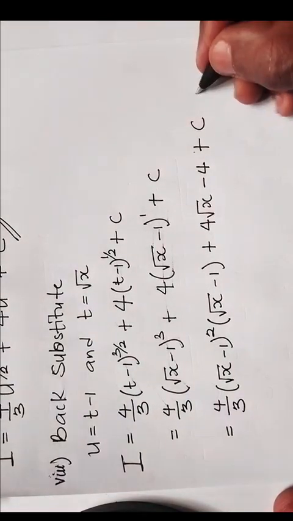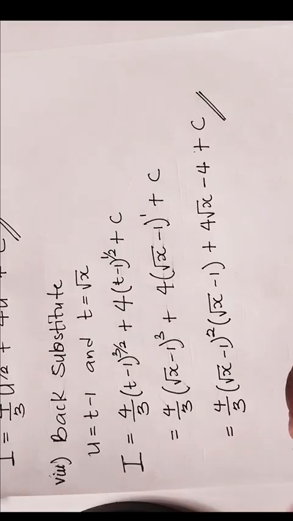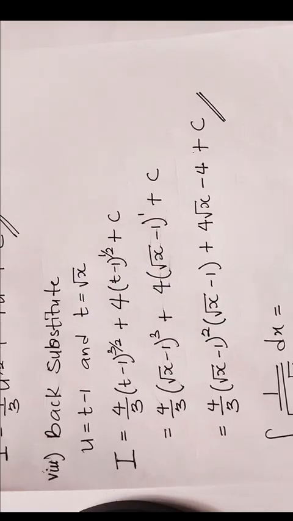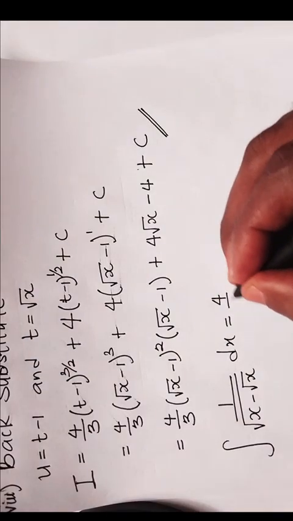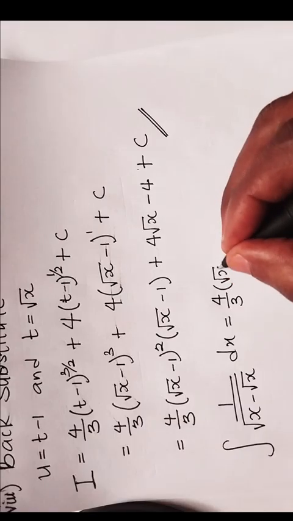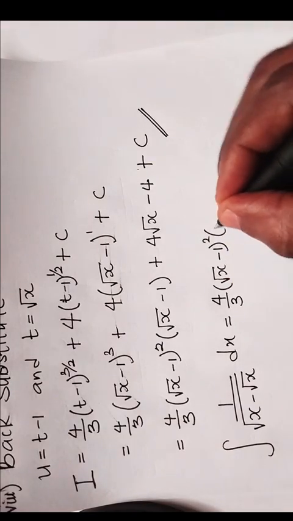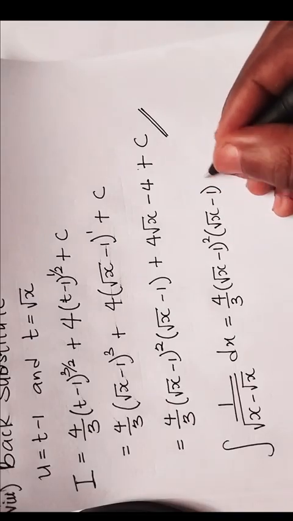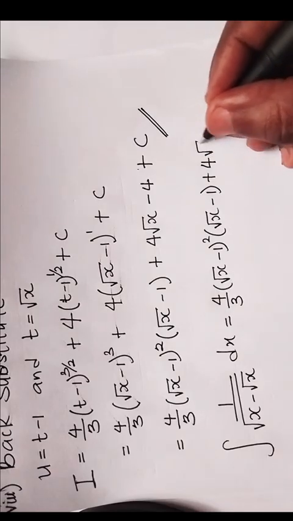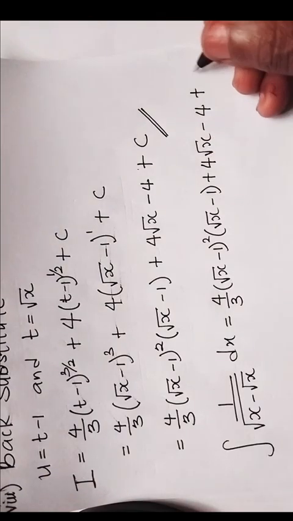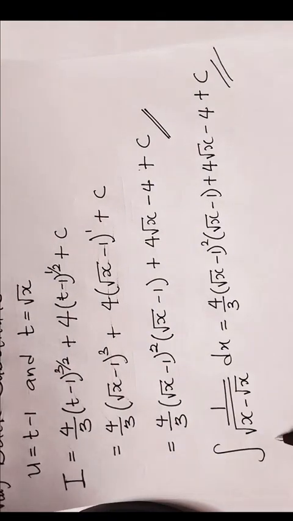So this is simply the answer we'll get if we are asked to run this calculation. That means if we are asked to integrate 1 all over square root of x minus square root of x dx, we can simply write it as 4 all over 3 into root x minus 1 raised to the power of 2 root x minus 1 plus 4 root x minus 4 plus c. So this becomes our answer for the given question on integration.